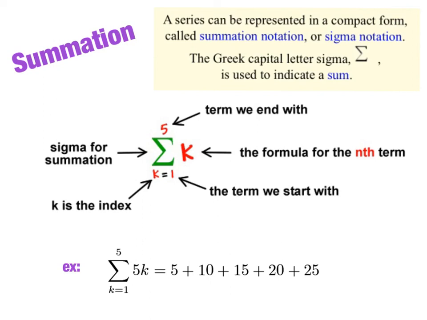So let's take a look at this example. If I start at 1, end at 5, for the function 5k, I'm going to do 5 times 1, 5 times 2, 3, 4, 5, etc., and add that all together. So the answer to that summation is actually one nice number, which is 75.